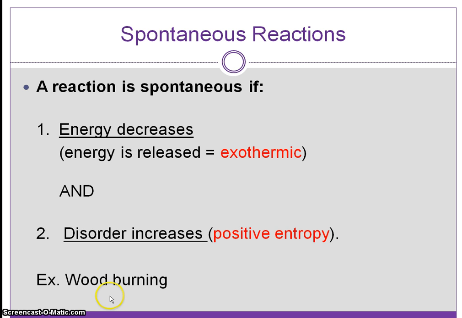For example, wood burning, once it starts to burn, you don't have to help it burn. It's going to go ahead and burn by itself. And the reason is because it's exothermic, it's releasing heat, but it's also creating more disorder. So once it finishes burning, you have a gas instead of a solid because some of it's turning to smoke, and you have more particles as ashes than you did as the solid chunk of wood. So you're increasing the entropy and you're decreasing the energy because it's exothermic. And since nature favors both of these things, the things in red is what nature favors, if both of those happen, it'll be a spontaneous reaction.